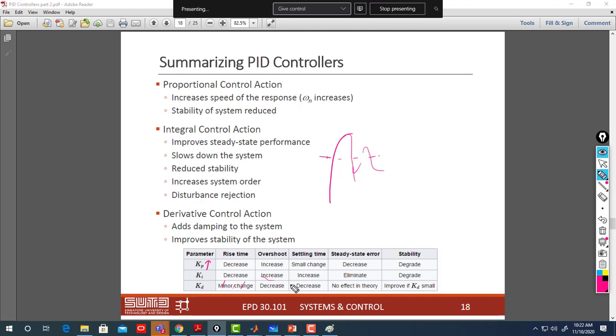But KI and KD affect the settling time. KD decreases the settling time, so the system becomes faster, in the sense you reach the steady state faster, with less oscillation. But for KI it increases because overshoot will increase and so on. Any question regarding the summary or regarding the PID controller as a whole? Yes, no, clear?